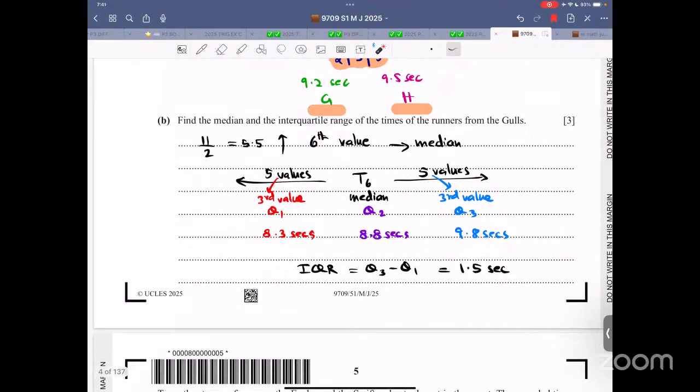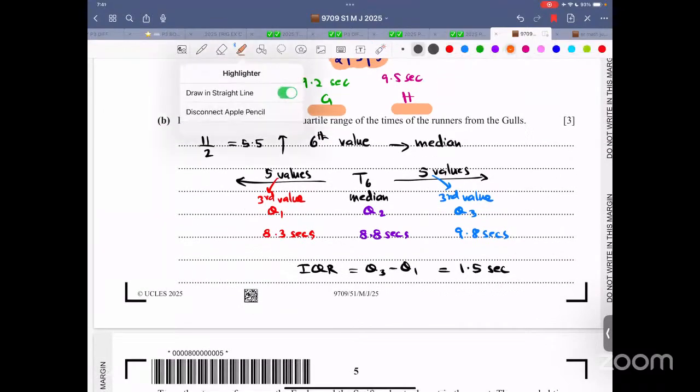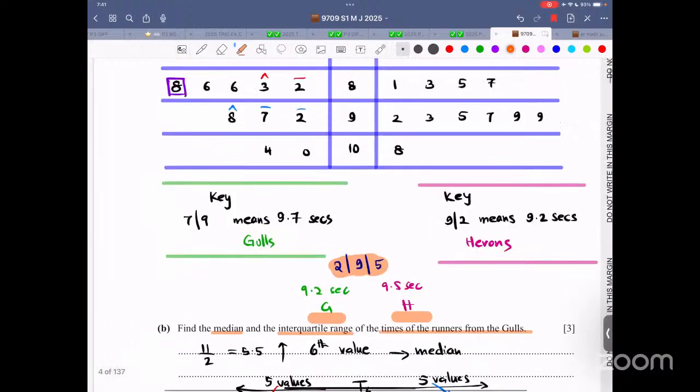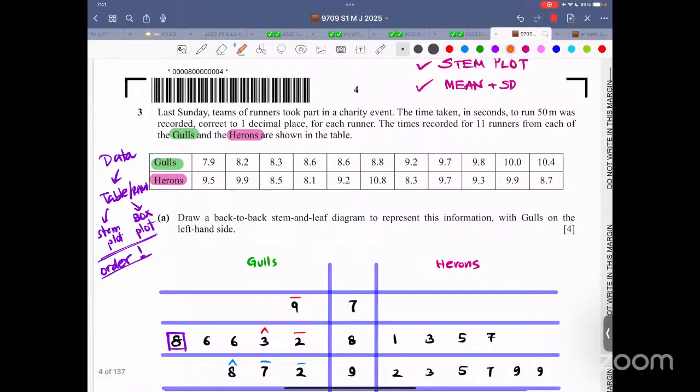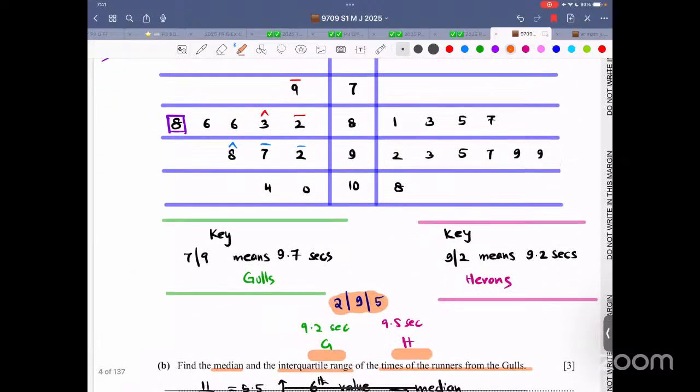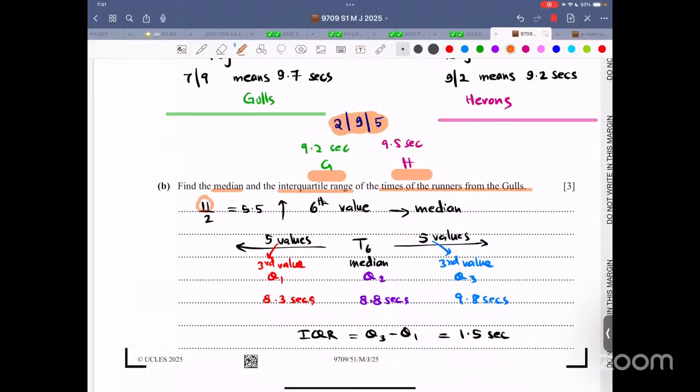Now, another very basic thing that the examiner asks is the median and interquartile range of the times of the runners from the Gulls. There were 11 values in total. You take this 11, divide by 2, that is 5.5, round it up, that is the sixth value. That is the median value, the value in the middle.